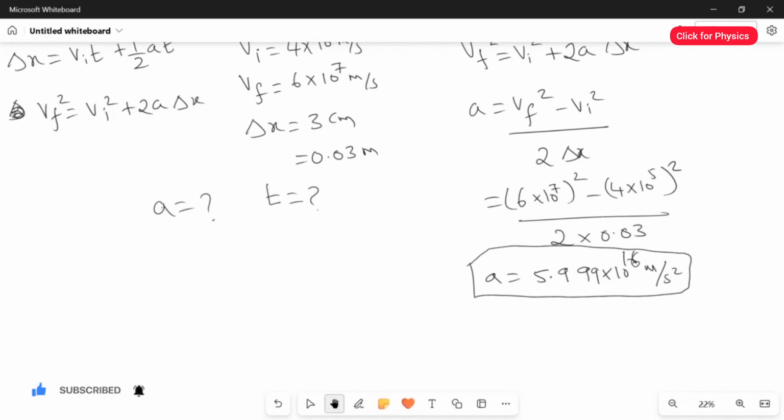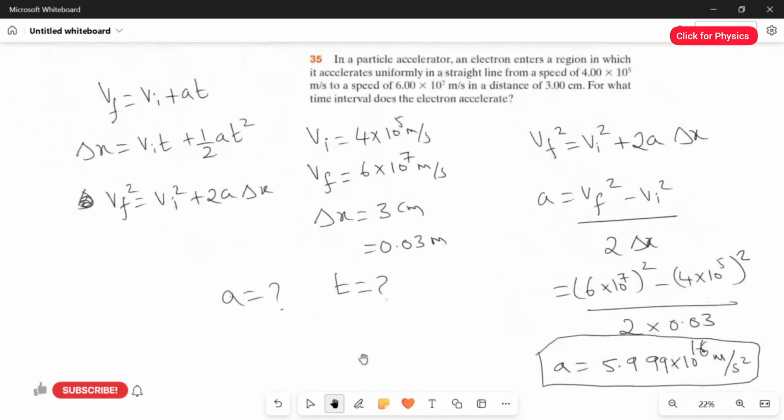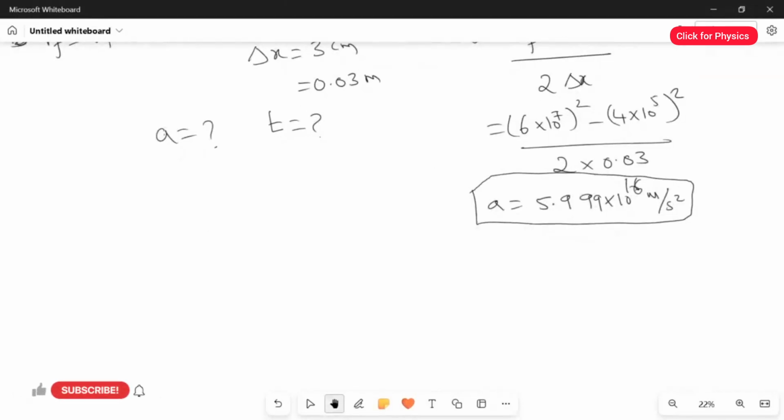Now by using this, again we have to use the first equation. V final we have, v initial we have, and acceleration we just got. By using this we can find the answer easily. Clear? So I am going to find the time using the first equation. V final equals v initial plus a multiplied by t. We have to rearrange this equation in terms of time. Therefore time equals v final minus v initial divided by acceleration.